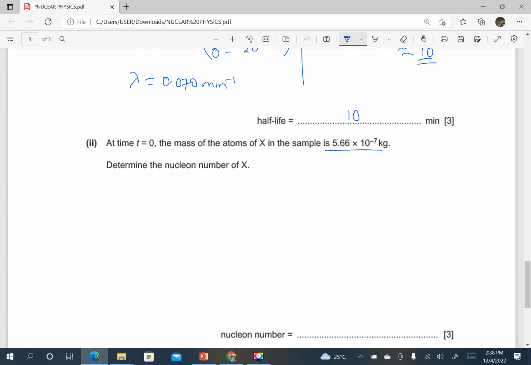So we already know that activity is equal to lambda times N. Activity is lambda times N, decay constant times N. We have already seen that the decay constant is 0.070. We need the number of nuclei because remember, to find the nucleon number, the mass in grams over the nucleon number in grams is going to be number of nuclei over Avogadro's number. So since we want the nucleon number, we want M_R. Small m has been given. So we need N.